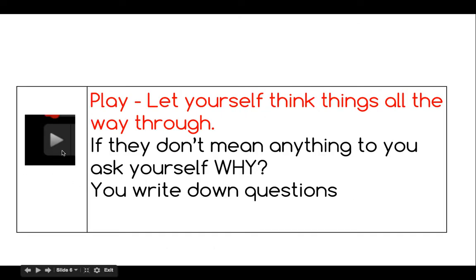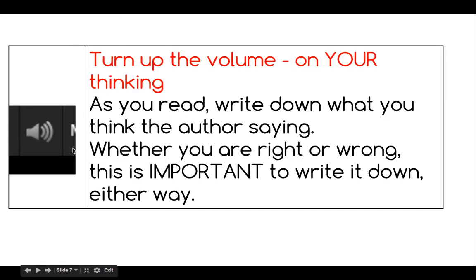Think about the play button then. Play means you let yourself think things all the way through. So when you're reading through the article, try and think it through to the next level. So if you're reading a paragraph and it doesn't mean anything to you, ask yourself why. Why doesn't this mean anything to me? Or if it does not mean anything because you don't understand it, in that case, you should ask a question. If you think it means something and you're not sure, again, you ask a question. So questions are something we annotate with.